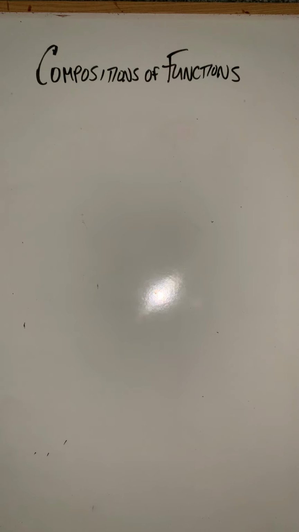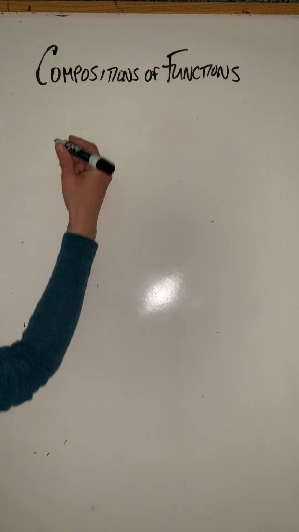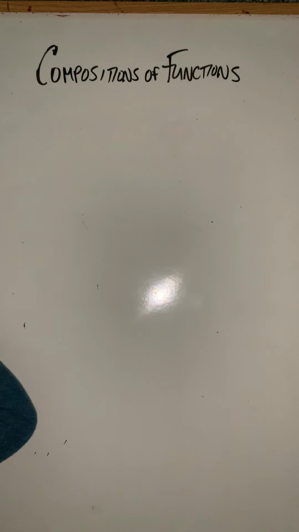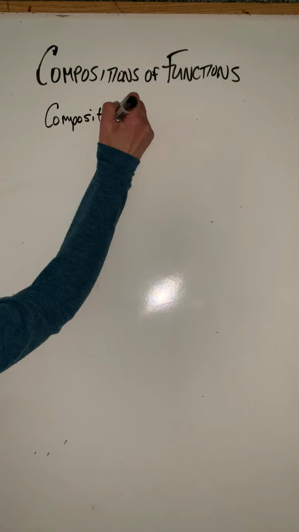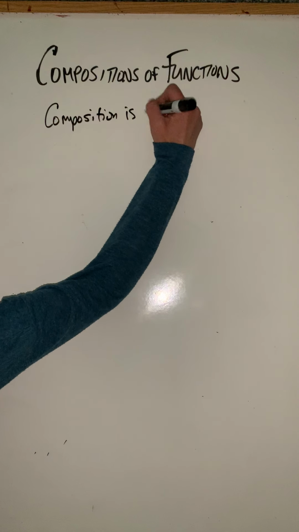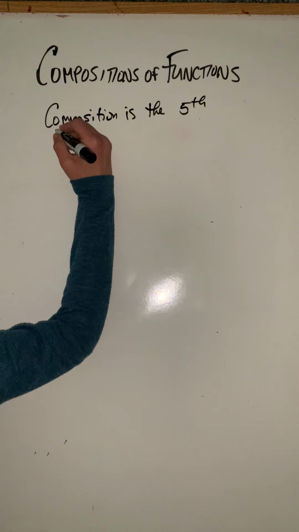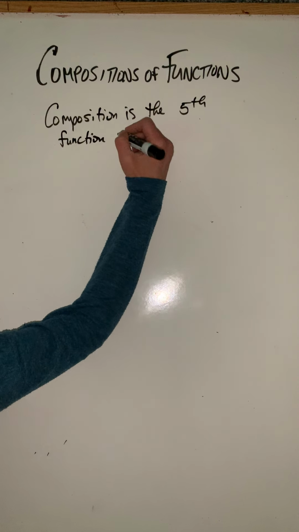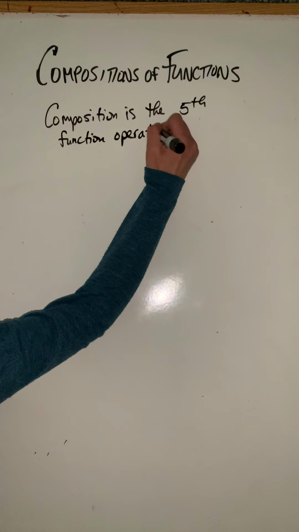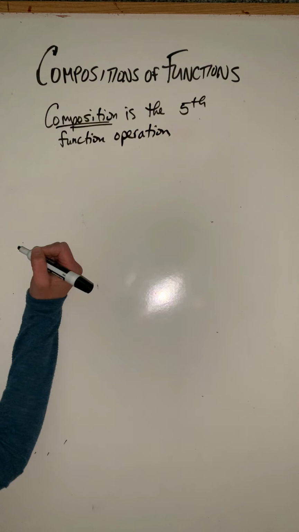So today we're going to talk about the fifth operation of functions, which is composition of functions, sometimes called a composite function. A composition is simply another function operation. So we talked earlier about addition, subtraction, multiplication, division. Composition is the fifth one on our list there, okay?